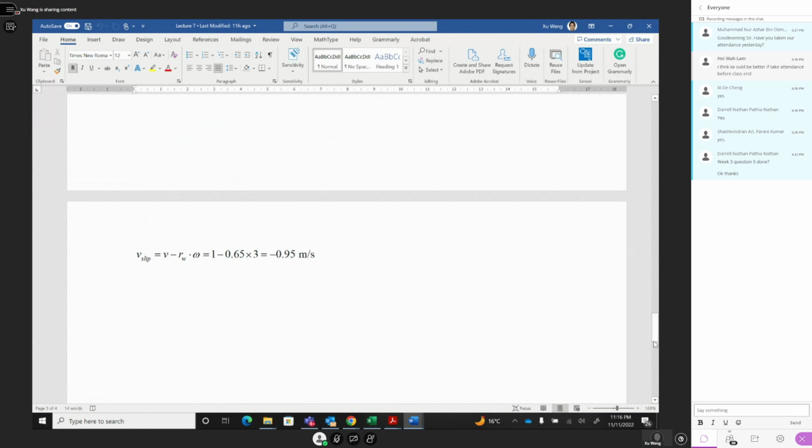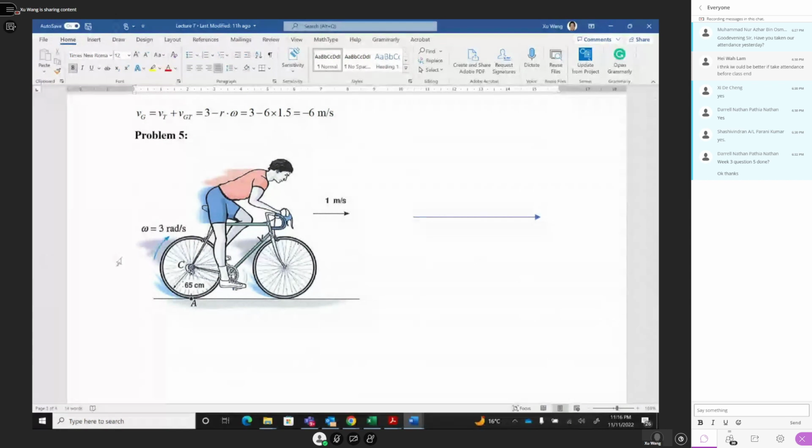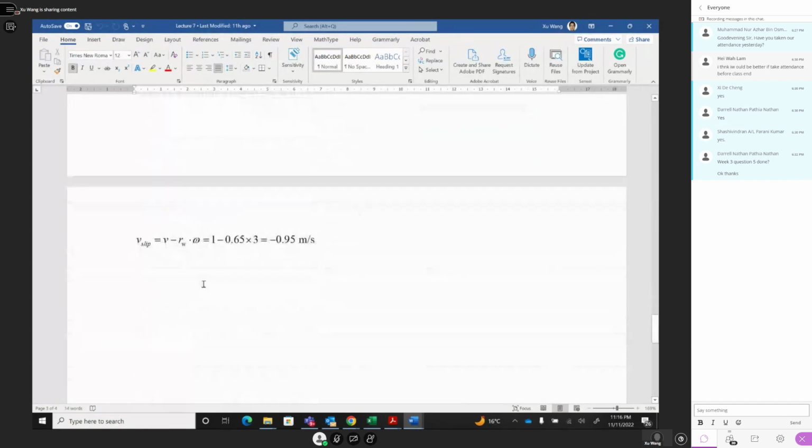Let's go to the other direction, the negative direction. That slip speed goes in this direction. So ideally, without slip, this one should be equal to R omega, equal to this one. But because of slip, they are different. So the difference equals 1 minus R omega. That's how you get the slip speed. That's how I solve this problem.